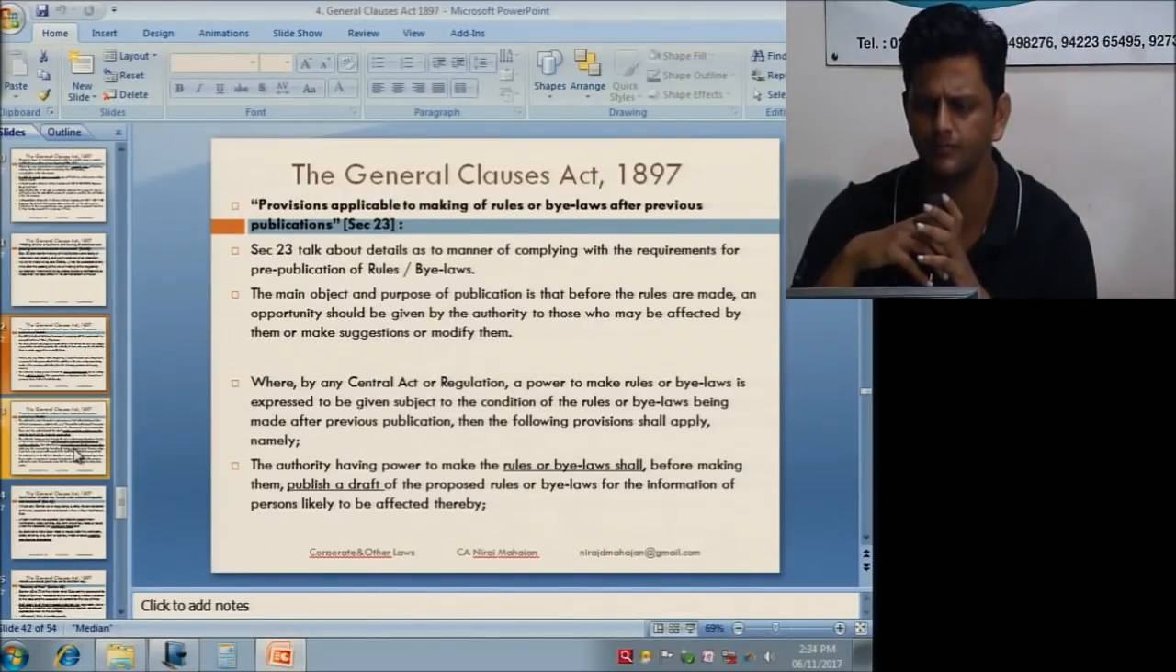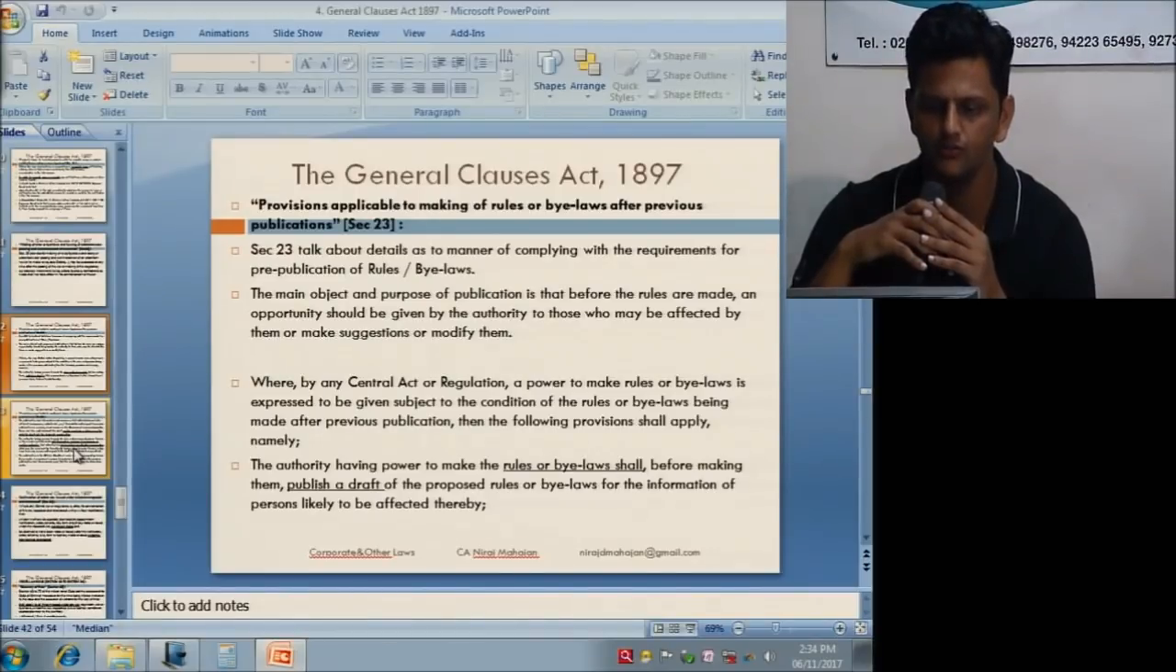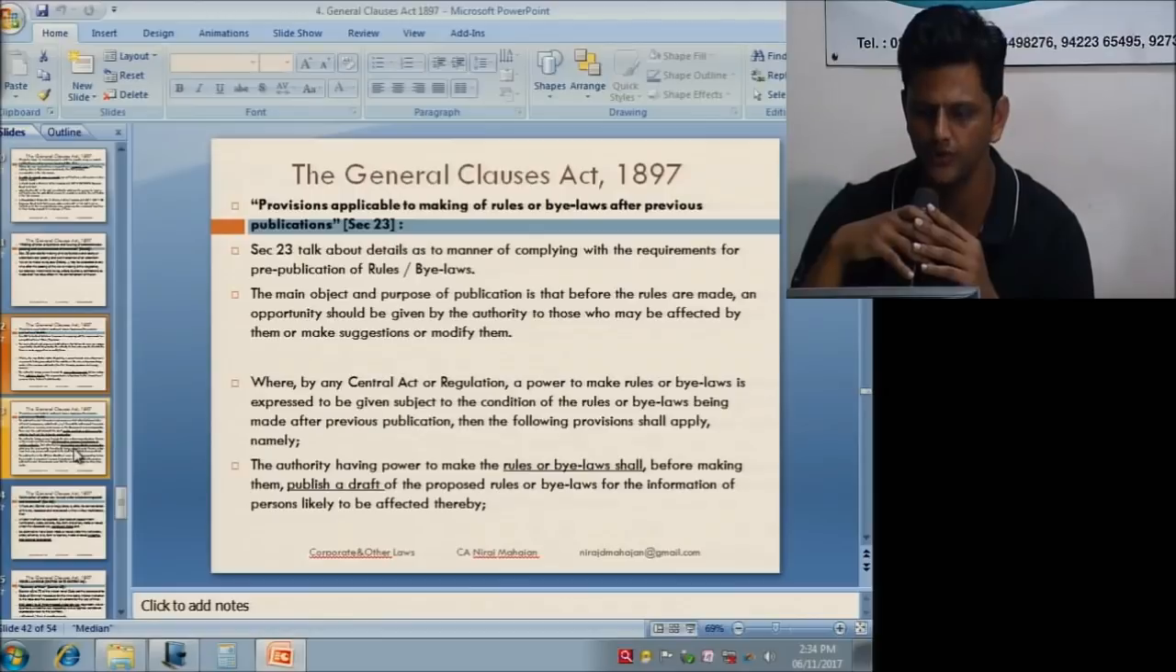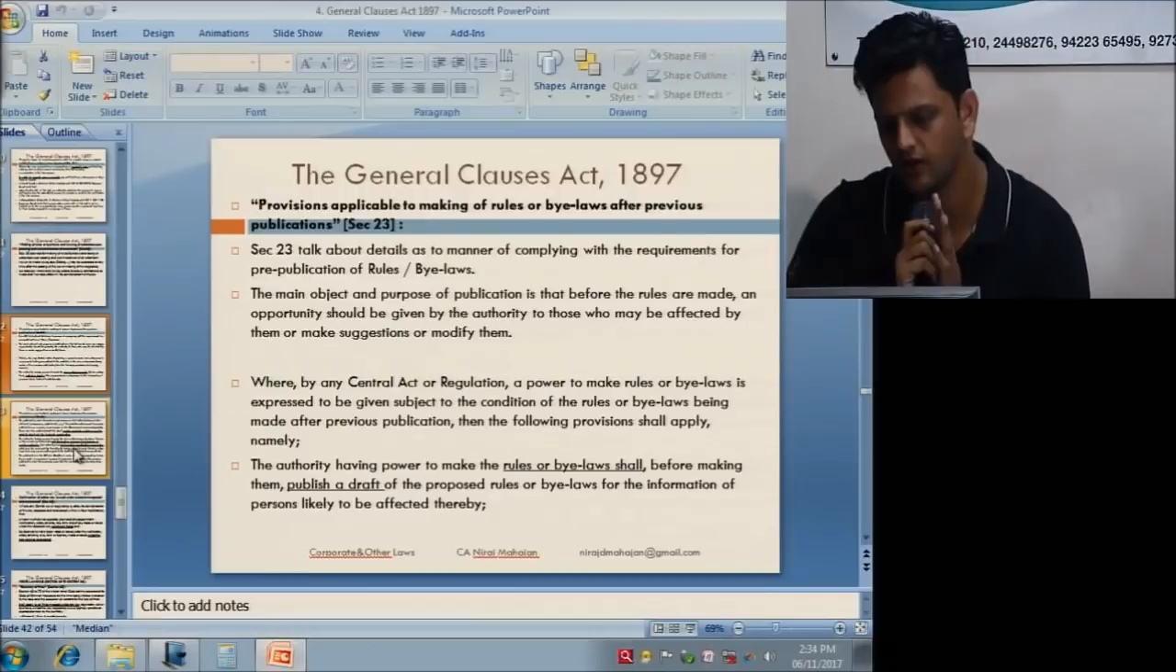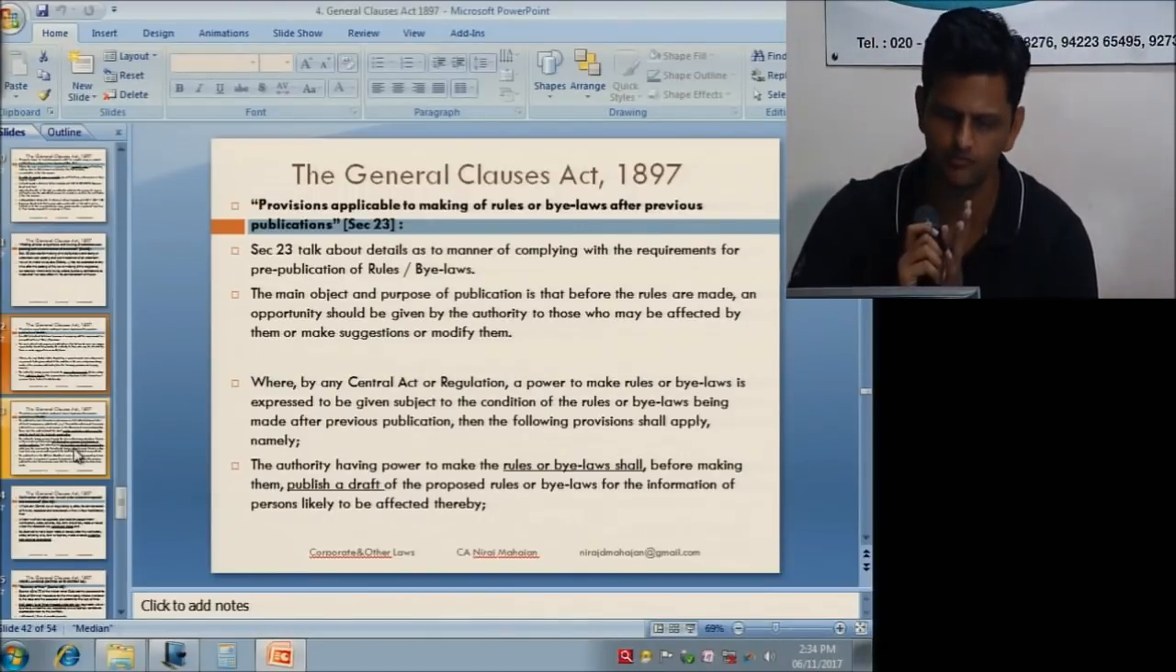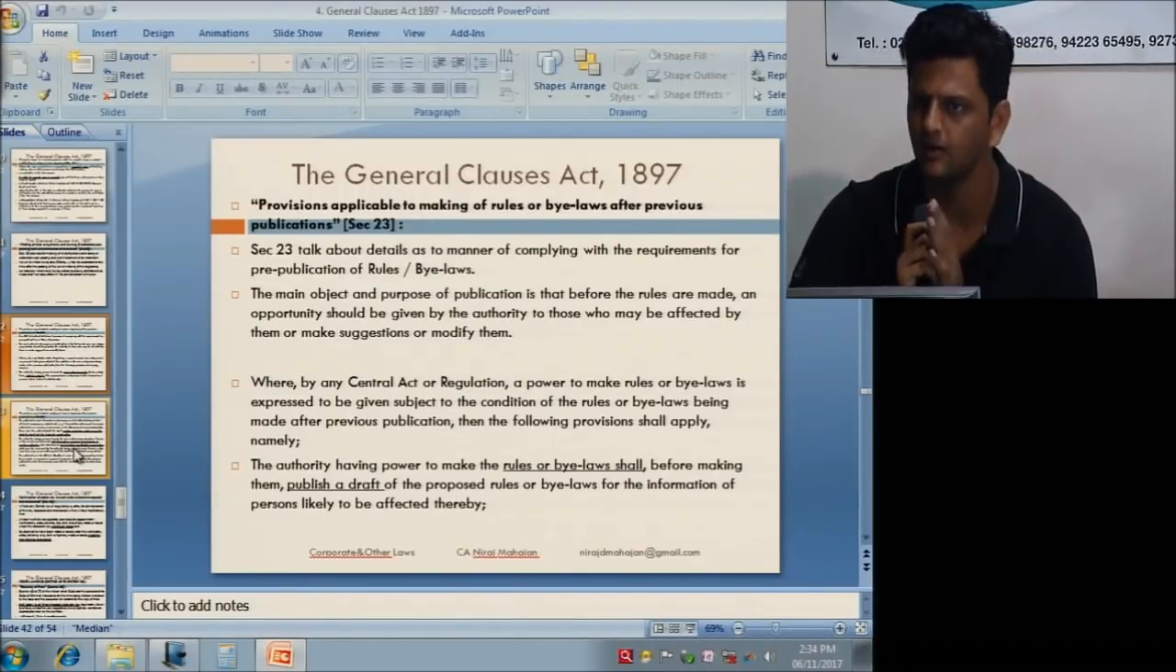Provisions applicable to making of rules or bylaws after previous publication, Section 23. Section 23 talks about details as to the manner of complying with the requirements of pre-publication of rules and bylaws. The main object and purpose is that before the rules are made, an opportunity should be given by the authority to those who may be affected by them to make suggestions or to modify them. The authority having power to make rules or bylaws shall, before making them, publish a draft of the proposed rules or bylaws for the information of persons likely to be affected thereby. Last paragraph is important.